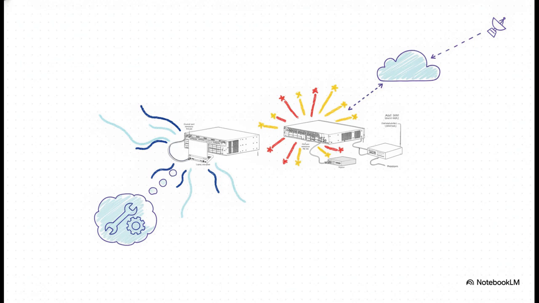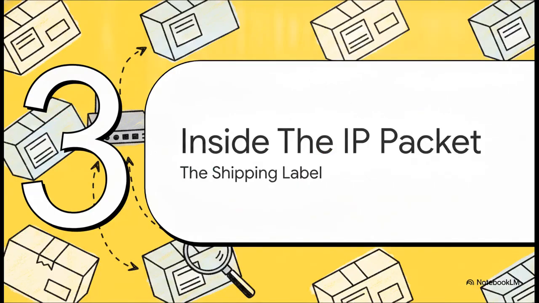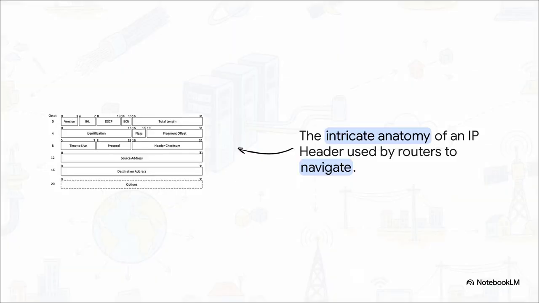Pretty clever, right? Okay, part 3, inside the IP packet. Once a router is actually configured, its main job is inspecting the shipping labels on every single piece of data. And looking inside an IP packet, it's honestly incredible just how much information is crammed into such a tiny space. This isn't just a basic destination address.